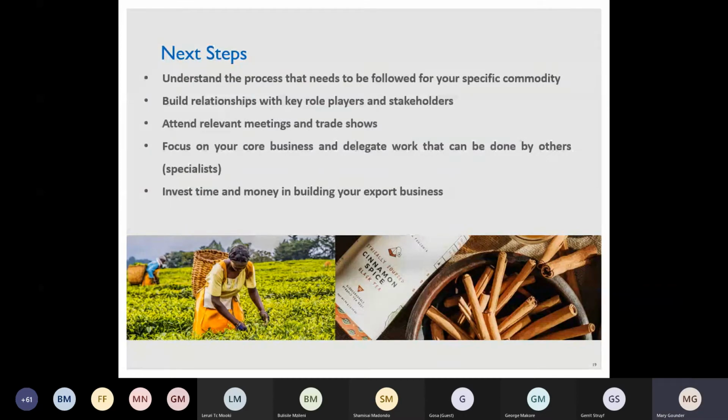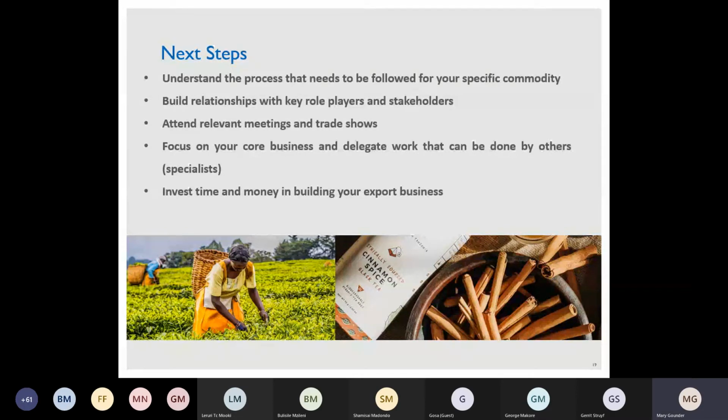So your next step is basically understanding the processes that need to be followed for your specific commodity that you want to export. Start with building relationships now, so you have an idea of what the costs are for clearing and forwarding and transportation and so on. Attend the relevant meetings, webinars, and trade shows, whatever you can attend that's relevant to you. Keep in touch with the USA Trade Hub, keep in touch with BEMA and any other organizations that are going to help you.